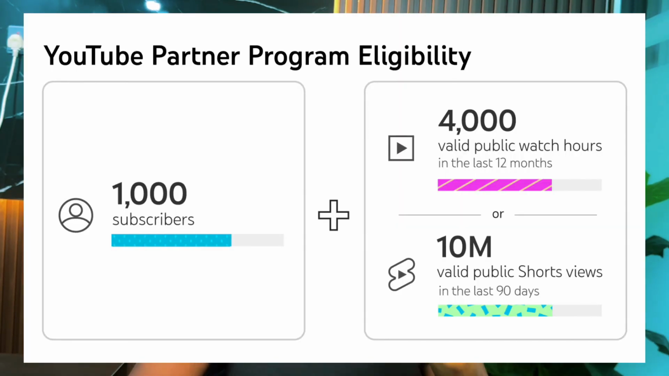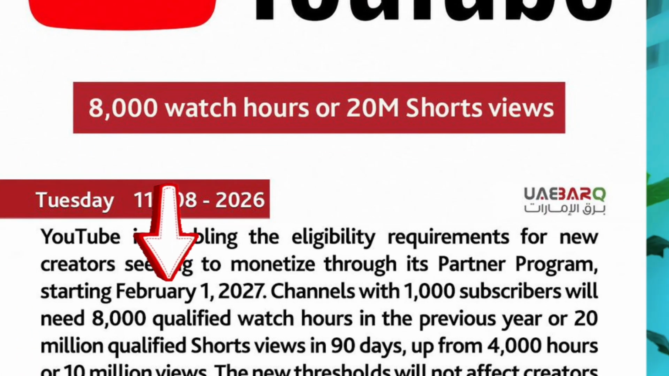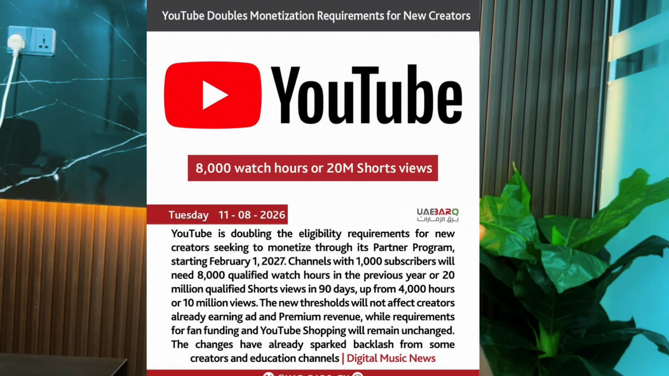A lot of people ask me whether they can make money from YouTube Shorts. The answer is a complete yes. You can make money from YouTube Shorts, but you have to meet their criteria. The criteria currently is 1,000 subscribers with 10 million views in the last 90 days. I'm saying currently because YouTube has upgraded their criteria, and it's going to take effect next year, 1st of February, 2027. The next criteria is going to be still 1,000 subscribers with 20 million views in 90 days. So you still have time.